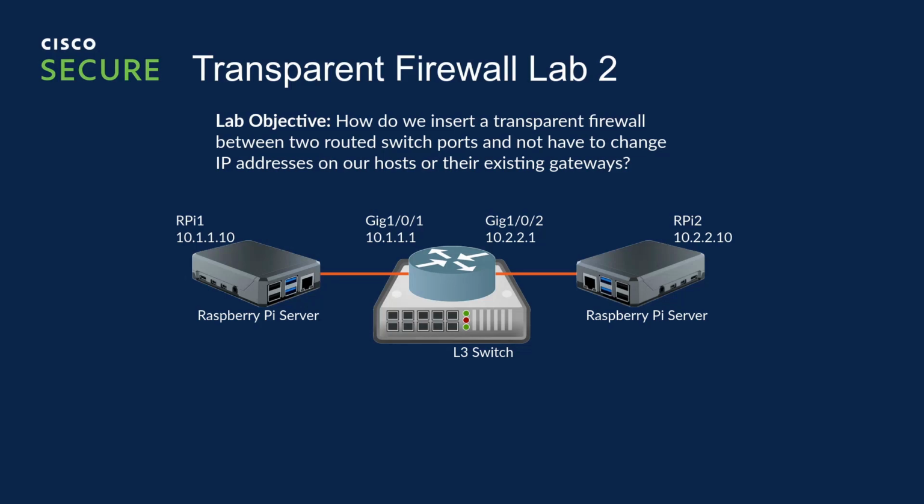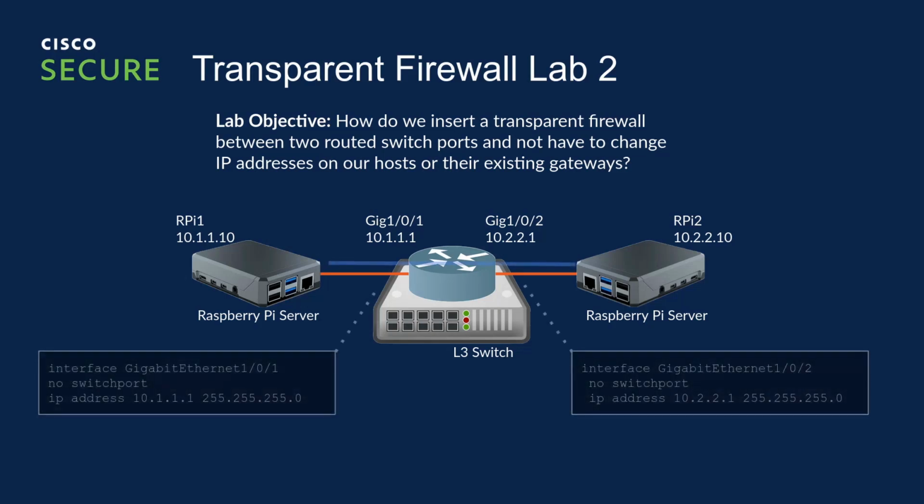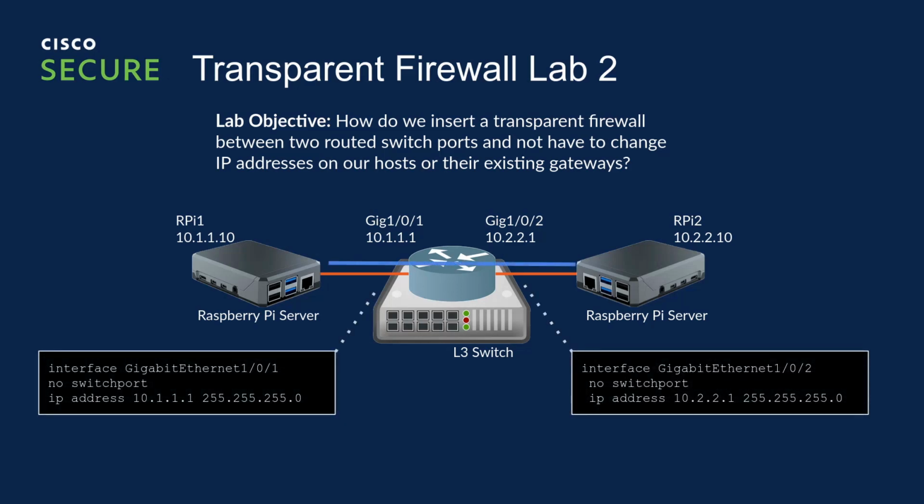It's part of the 10.1.1.0/24 network block, and it is directly connected to a routed physical interface of gig 1/0/1 on the switch. That interface has been assigned the 10.1.1.1 IP address, and it has the no switchport statement. So this is a physical layer 3 interface now on this switch. On the right hand side, the exact same configuration has been given with Raspberry Pi 2, that's 10.2.2.10, and its default gateway of 10.2.2.1, which is the physical gig 1/0/2 interface on the switch.